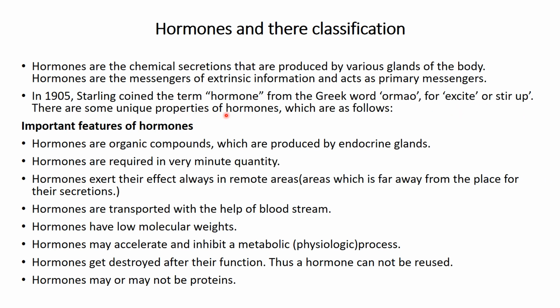There are a few properties of hormones. Hormones are organic compounds produced by endocrine glands. They are required in very minute quantities, and they exert their effect always in remote areas. Hormones are transported with the help of the bloodstream. They have low molecular weight, and they may accelerate or inhibit metabolic processes. They get destroyed after their function, thus hormones cannot be reused.